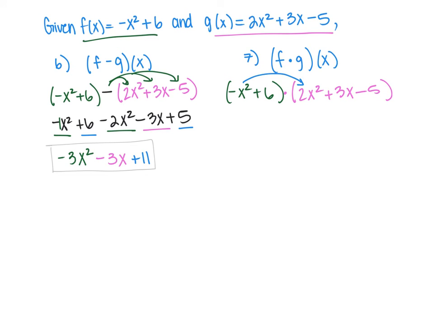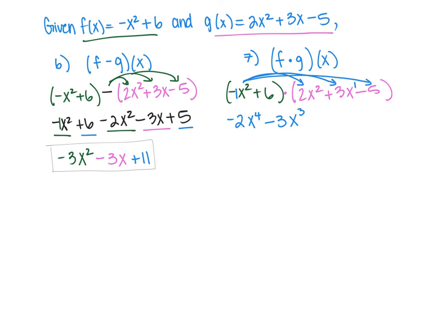So negative 1x squared times 2x squared, well, negative 1 times 2 gives me negative 2. x squared times x squared, you're going to be adding those exponents. So that's going to be x to the 4th power. Then I'm going to be taking negative x squared and multiplying it with 3x. So that negative 1 times 3 gives me negative 3. And then this x is squared, but this x is to the 1st power. So when I multiply the x's, I add them. So 2 plus 1, this is going to be a 3.